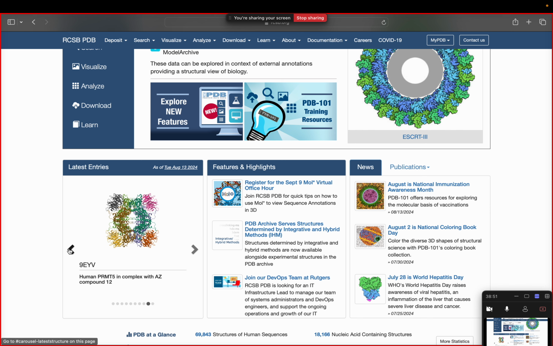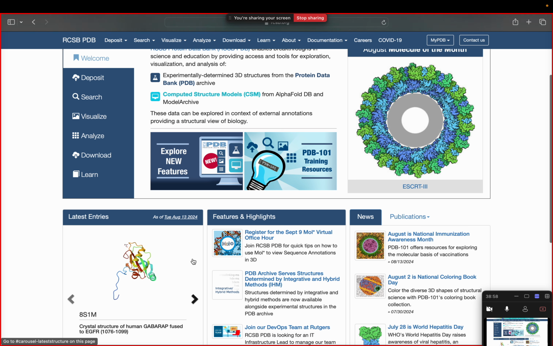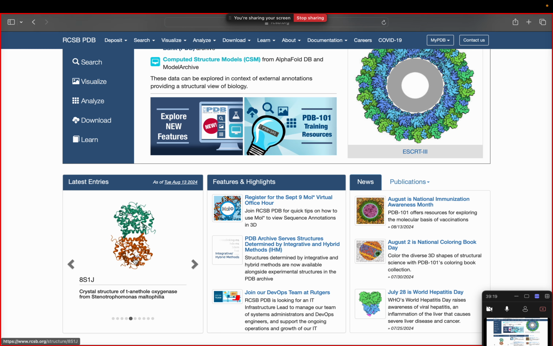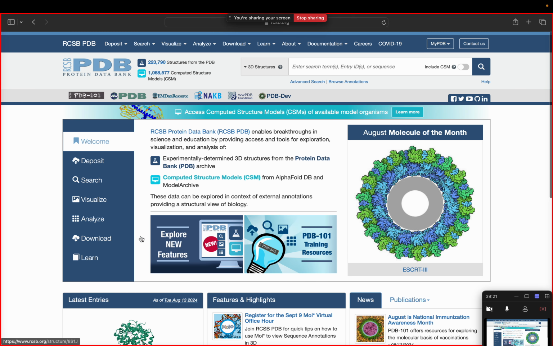See, this is another beautiful structure. The diversity in the protein structure is fascinating, right? Now, for example, if you want to explore some protein and understand the information present for that protein, let's take this entry itself. If you go to this 8S1J, and your protein is not here, obviously it won't be here if it is not a newly submitted or latest entry.